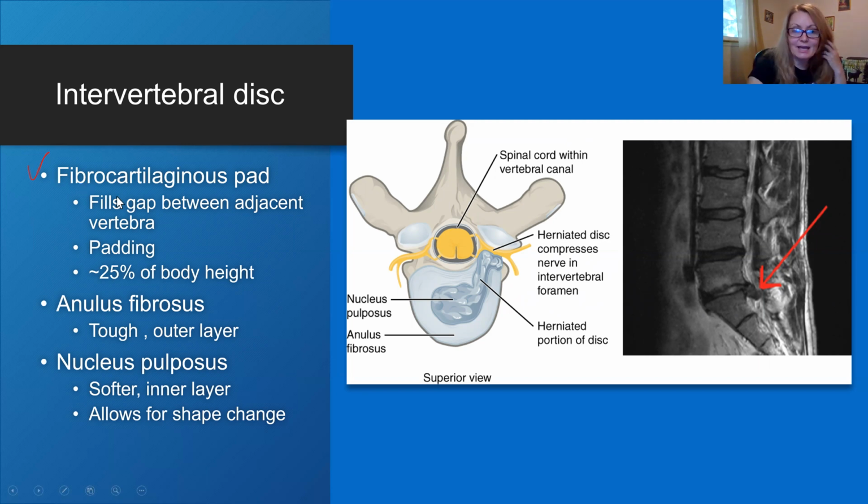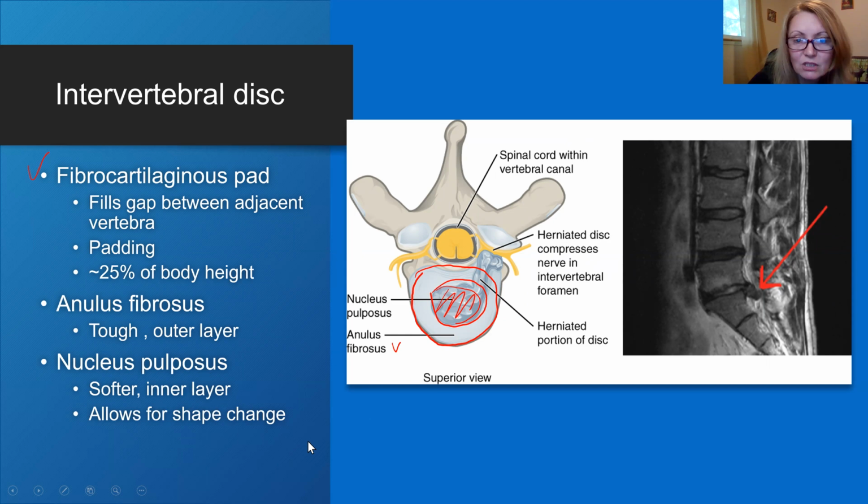You have these pads. And if you look at the disc, it's made of 2 parts. One is called annulus fibrosus. Annulus means around, like if you have something annual, it goes through the whole year. So it's annulus fibrosus, and this is the fibrocartilage. It's a tough outer layer, and then you have stuff inside that is called nucleus pulposus. This is a soft inner layer that allows for shape change.